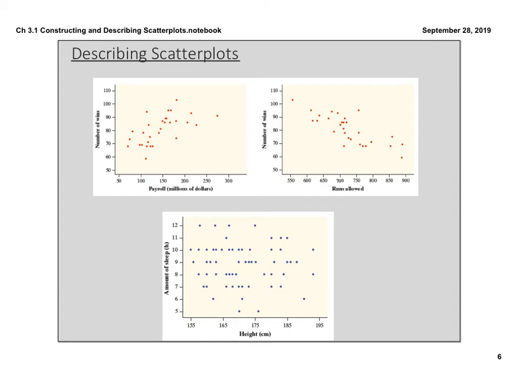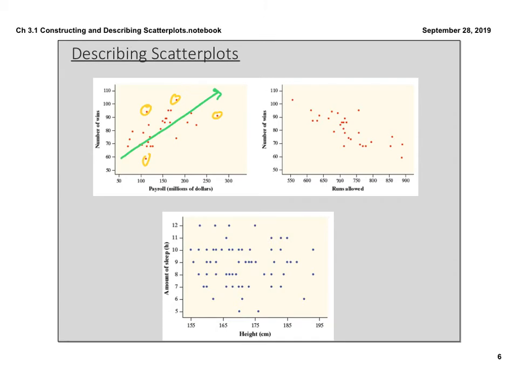So describing scatter plots, if I look at this scatter plot on the top left, let's say I try to draw a line of best fit through here, which is something we're going to do later in chapter 3. I would say that that's a positive association between payroll and number of wins. It might be a fairly weak association. I do see some departures from the pattern. There are some outliers that may be far off the general pattern, but I would still say that that's a positive association.